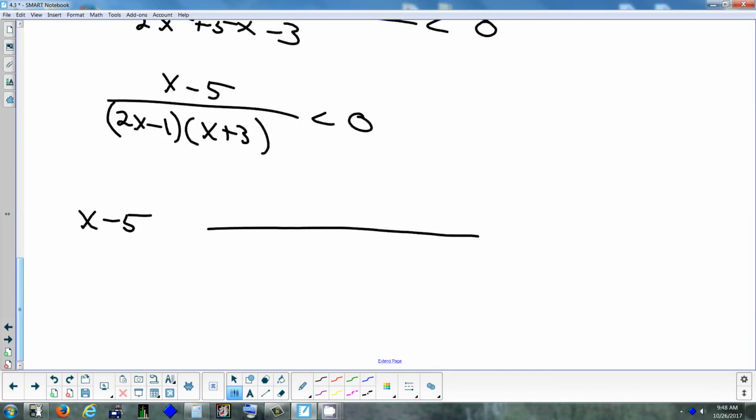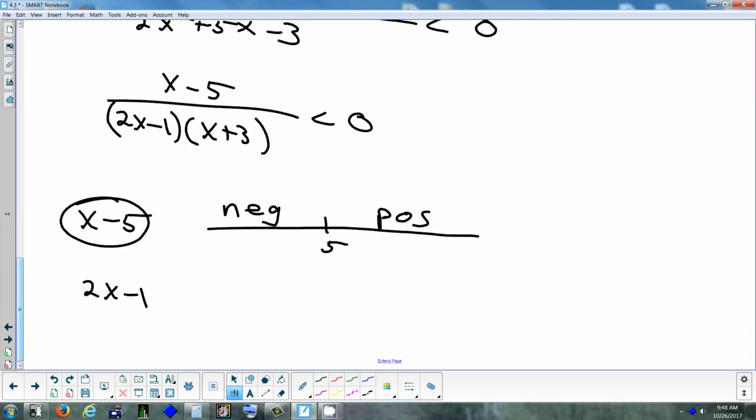What value would you plug into the top to make it 0? 5. What if you plug numbers smaller than 5 into this expression? What kind of answer would you get? It's going to be negative. What if you plug in numbers bigger than 5 into that expression? It would be positive. Okay, let's do the next one.